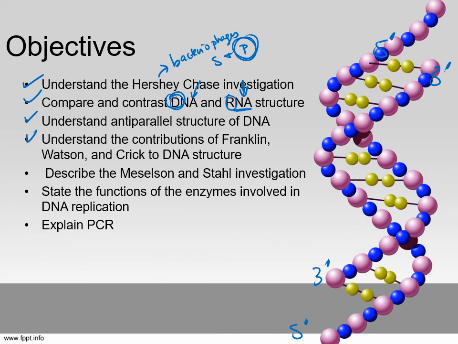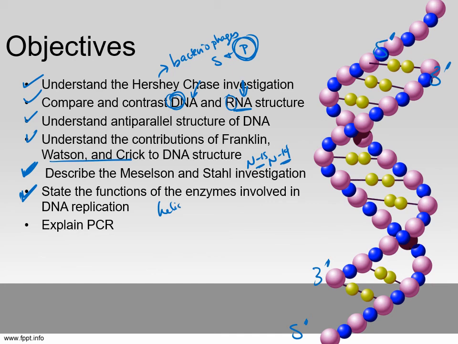We talked about Rosalind Franklin's X-ray crystallography photograph and how it got stolen, given to Watson and Crick, and this is how we know that DNA is a double helix. We talked about Meselson and Stahl just a little bit. They used the different versions of nitrogen, those isotopes of nitrogen 15 and 14, and figured out that replication is semi-conservative.